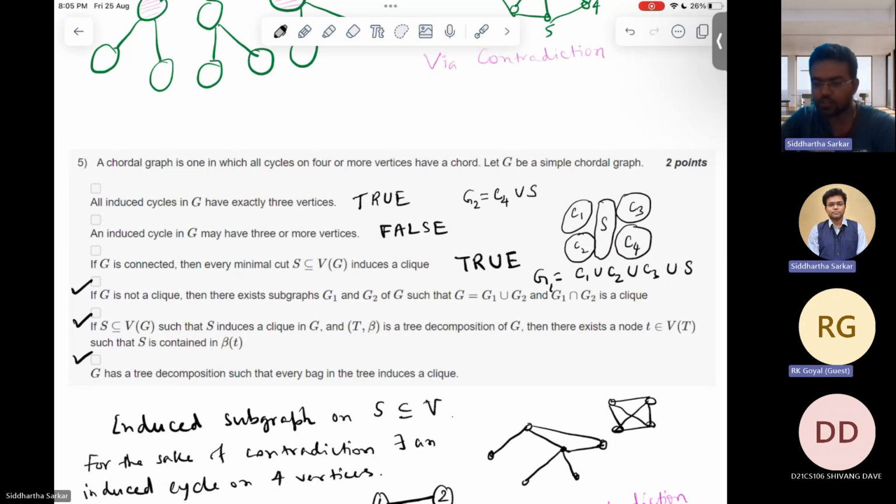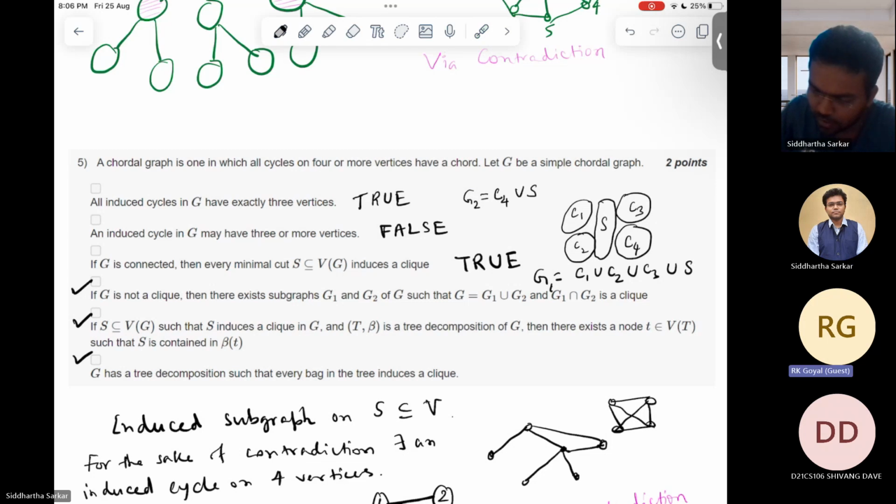So what is the intersection of G1 and G2? It is S only. So that is a clique, and so you have a solution. Taken together, it forms the entire graph. And you have already argued that the minimal cut is a clique. Here you have a construction where the intersection of G1 and G2 is that minimal cut, which by the previous statement is a clique. So yes, this statement is true.